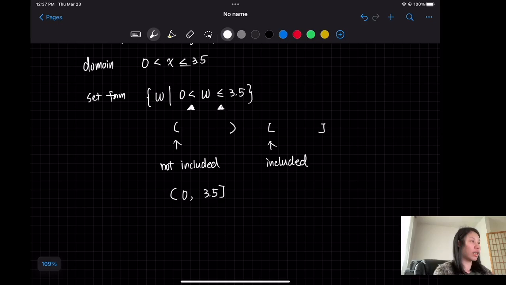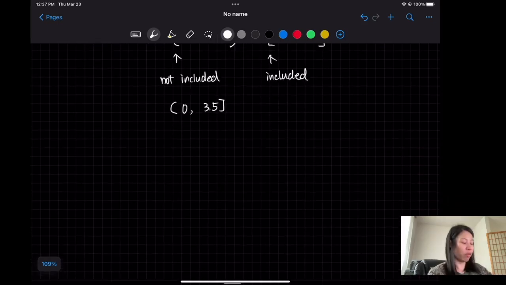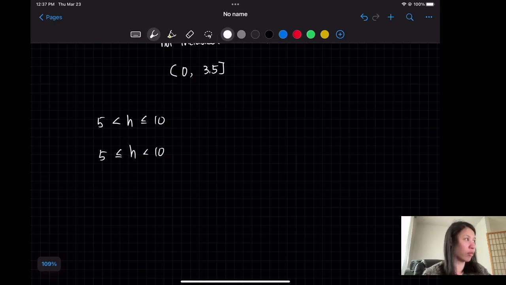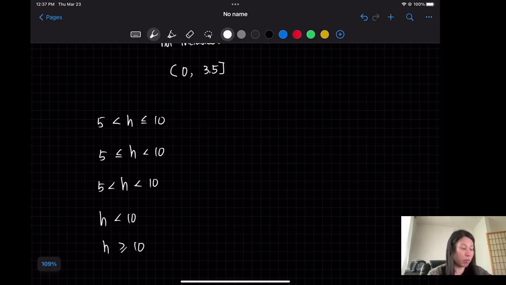Well, let me be more general. So if you have an inequality such as 5 in between 0, let's write this down. So how can I write this into a set builder notation? Or interval notation?